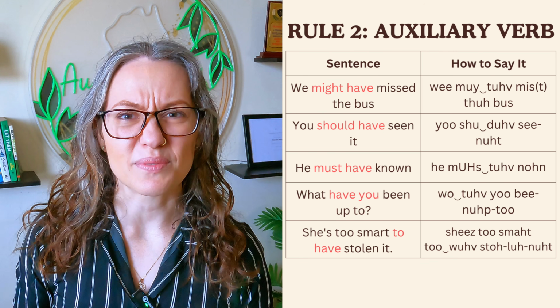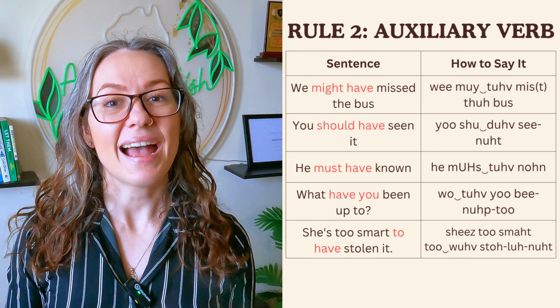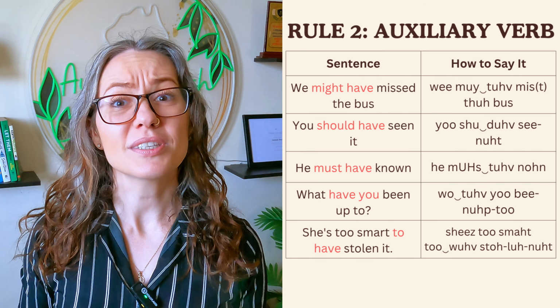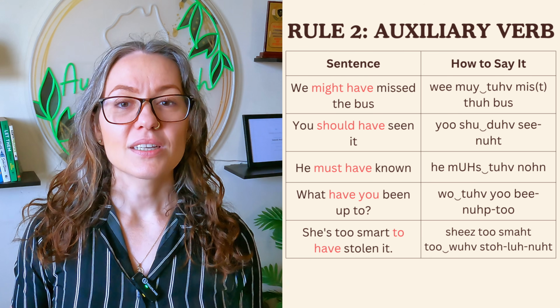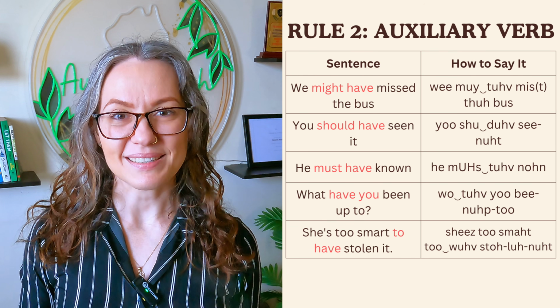She's too smart to have stolen it. To have stolen it. To have gets reduced. To have, to have. She's too smart to have stolen it. So say it with me. Might have, should have, must have.